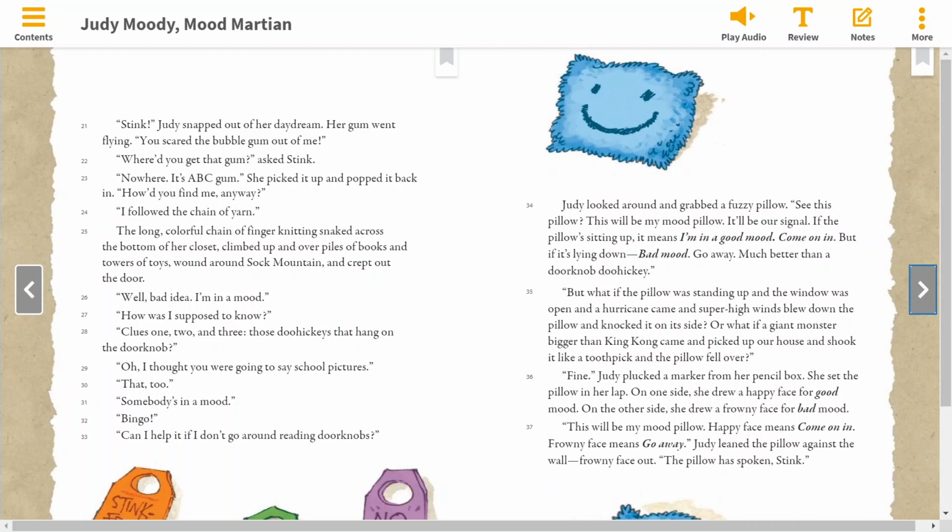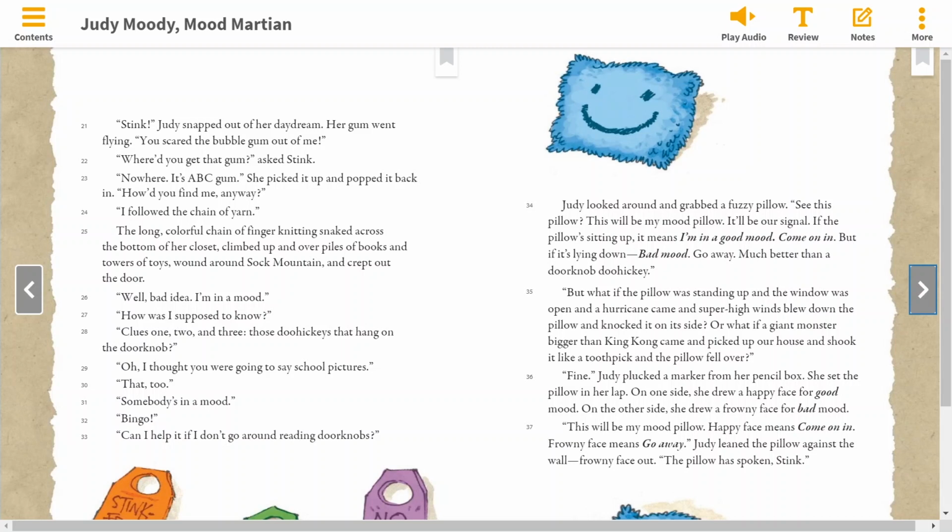Judy looked around and grabbed a fuzzy pillow. "See this pillow? This will be my mood pillow. It will be our signal. If the pillow's sitting up, it means I'm in a good mood. Come on in. But if it's lying down, bad mood. Go away. Much better than a doorknob doohickey."